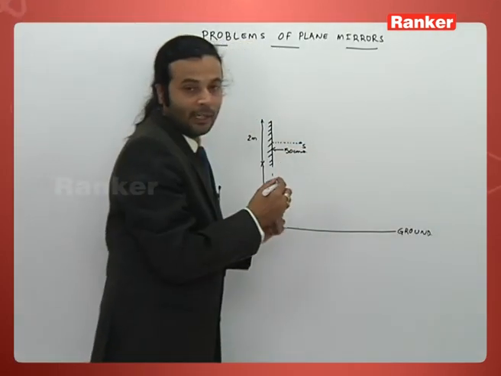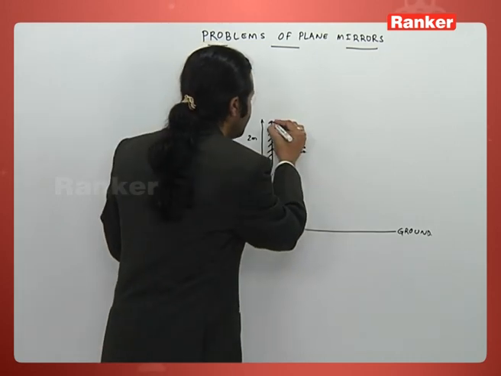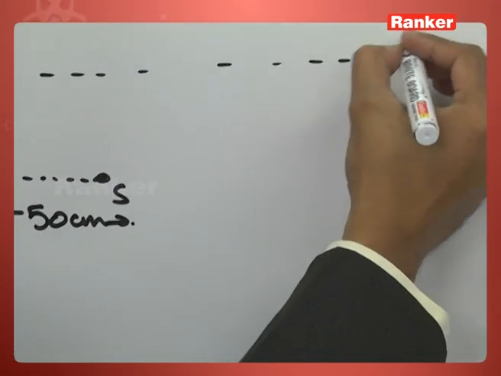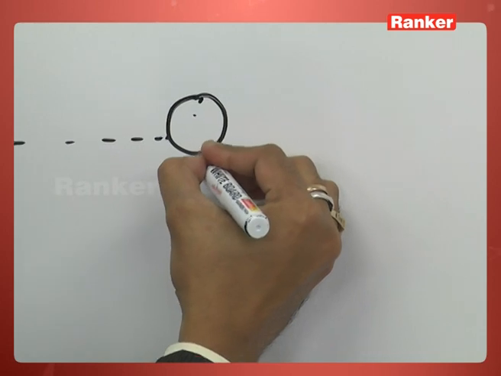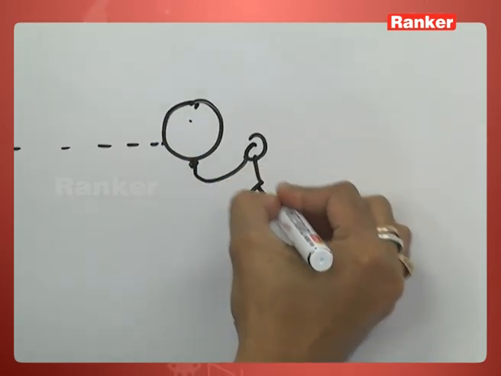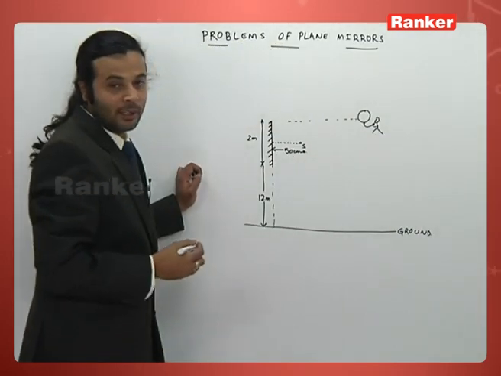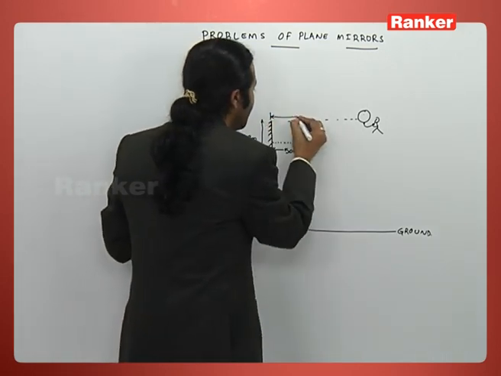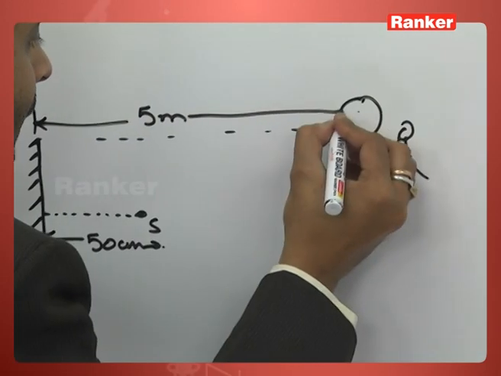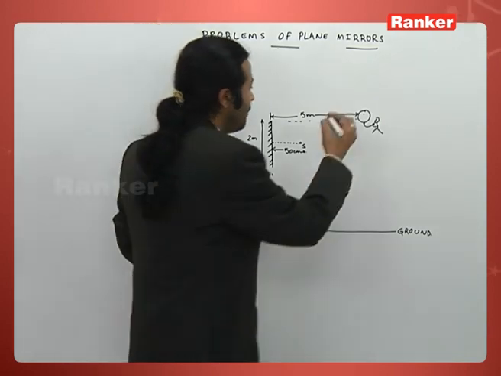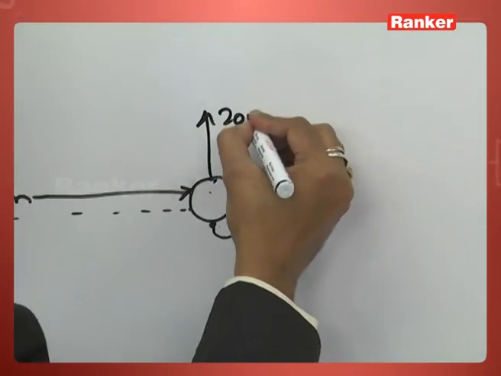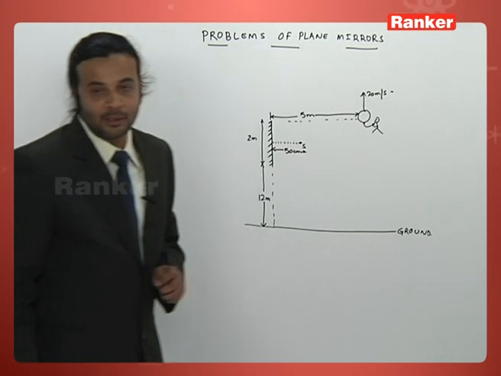and exactly I take in this a balloon which is at a distance of 5 meter, and this is moving upward with a speed of 20 meter per second.